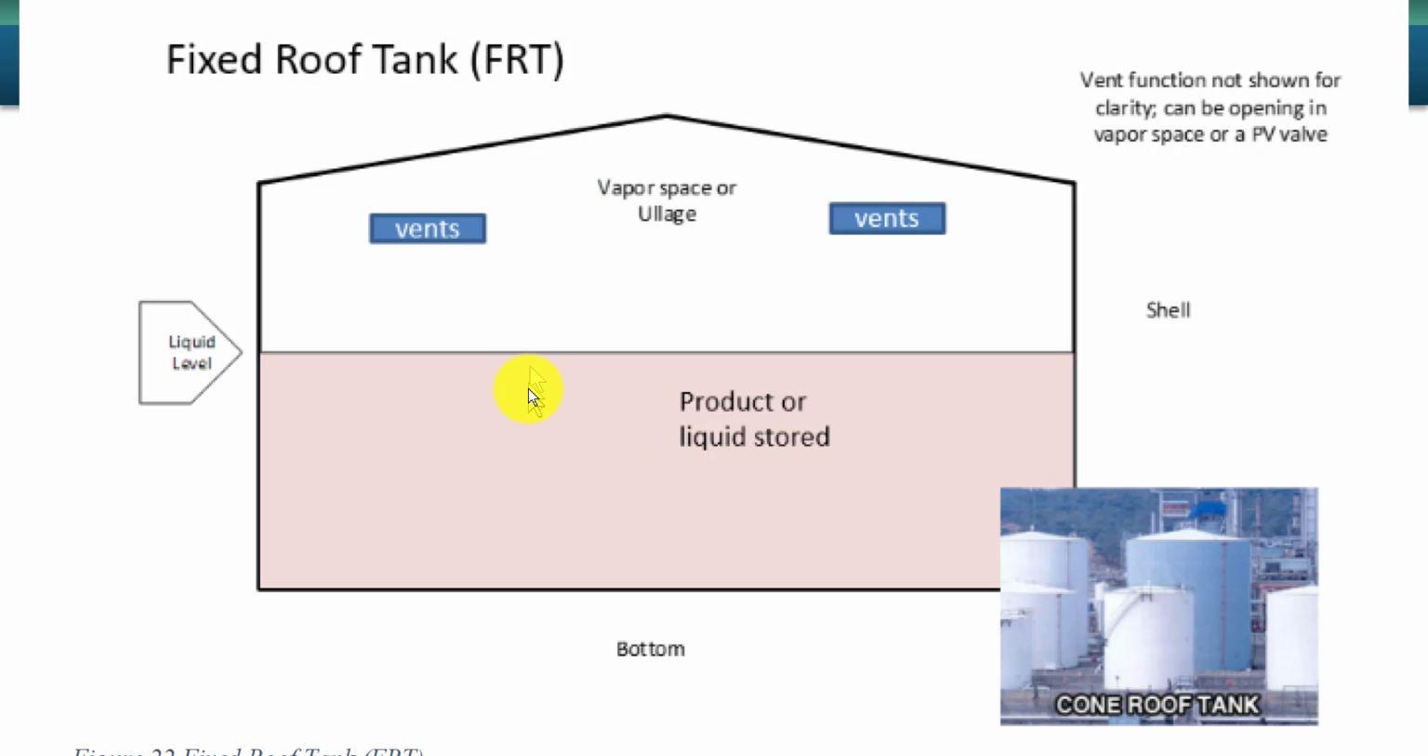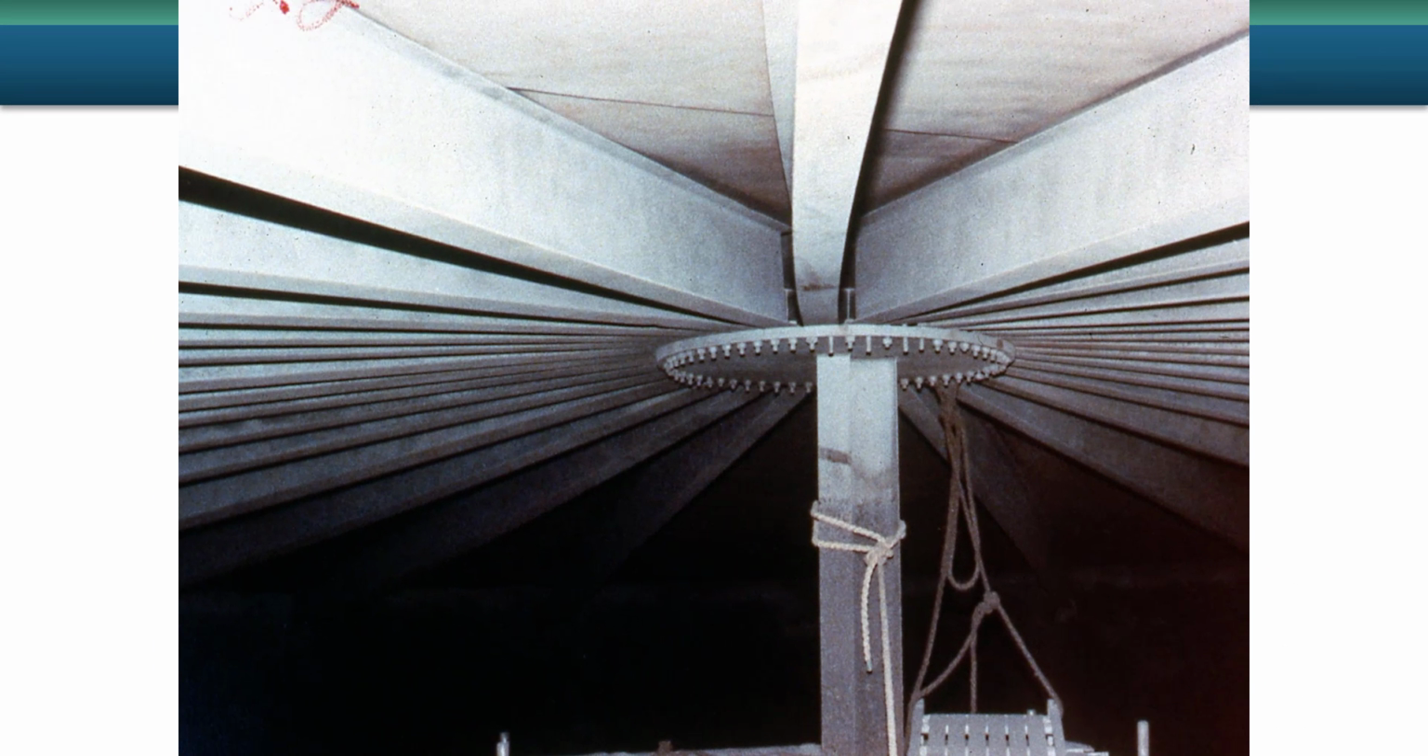So something like diesel could be stored in a tank like this, or lube oil, or some other relatively non-volatile liquid. If you were to store gasoline or crude oil, those have a high vapor pressure, so they have to have a floating roof. This is a picture of the inside of a fixed roof tank.